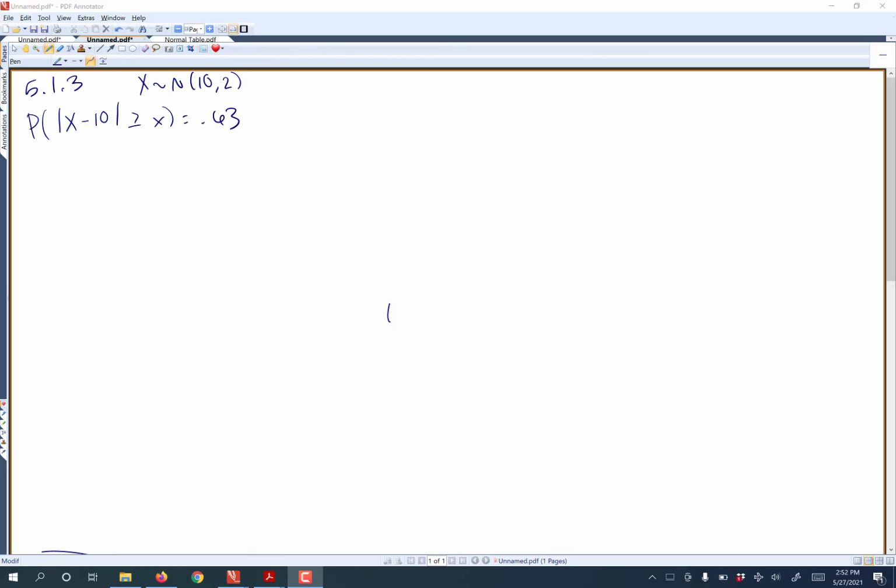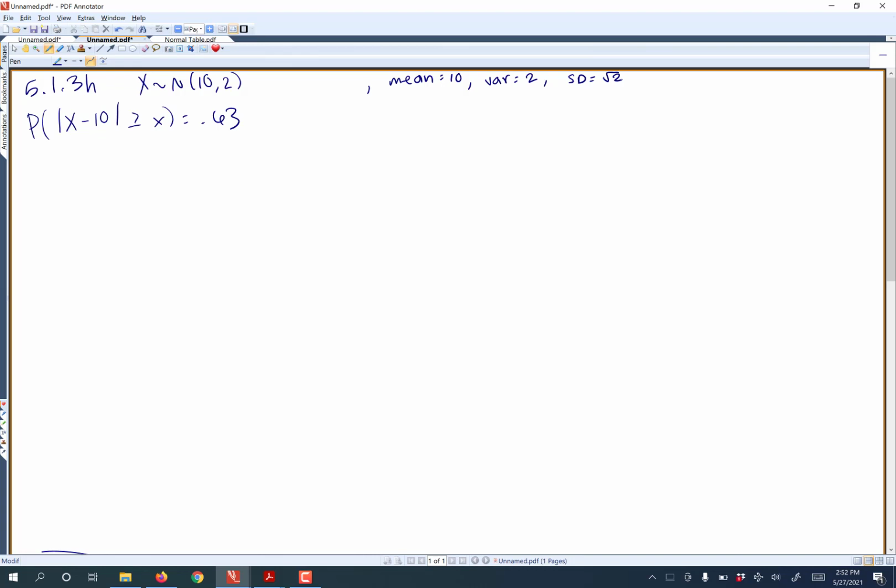This is 5.1.3, part H. We're told that X is normally distributed with a mean of 10 and a variance of 2. So if I was to write this over here, that tells me my mean equals 10, my variance equals 2, and so my standard deviation is going to be the square root of 2. Just so I kind of have that.